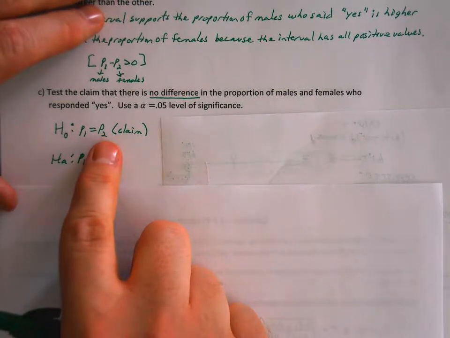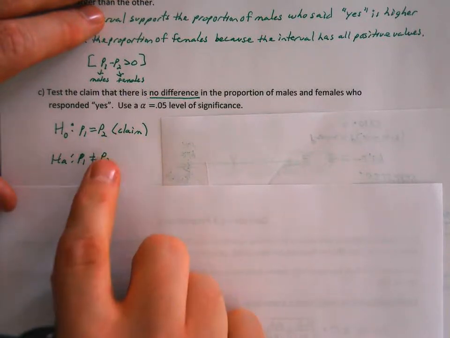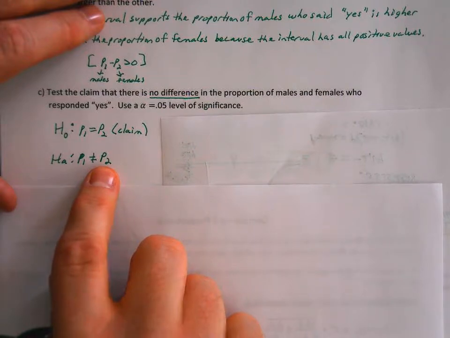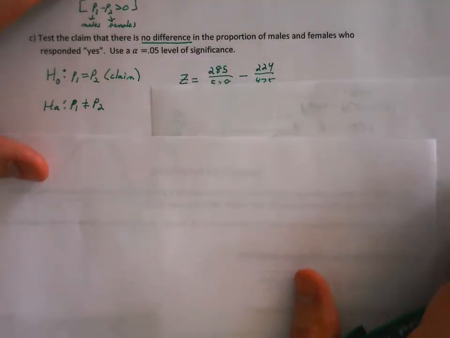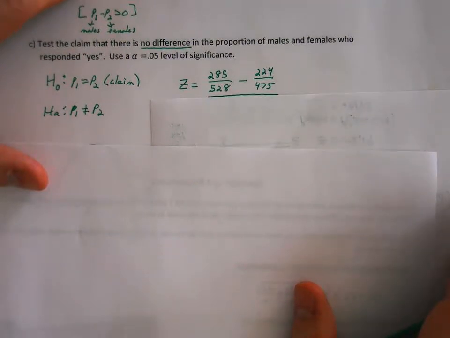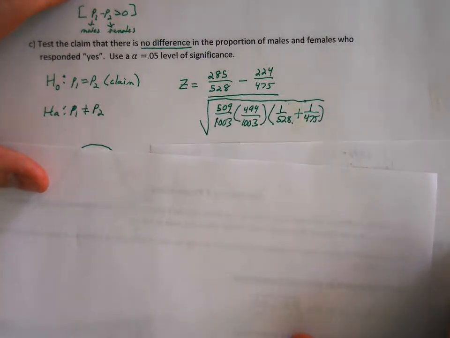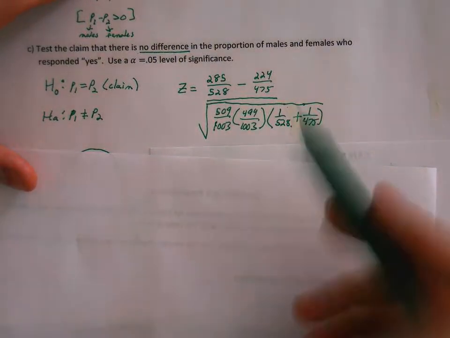So H0 is that p1 equals p2, so the men and women have equal proportions, and that is our claim. The alternative will be not equal to, so p1 does not equal p2. You find your test statistic, your p hat 1 minus p hat 2, the same thing as the confidence interval, divided by your p hat q hat times 1 over n1 plus 1 over n2.